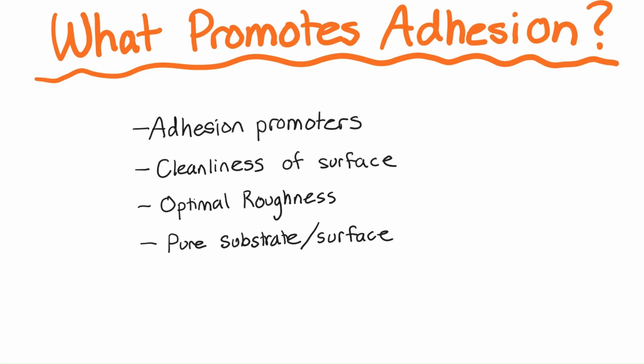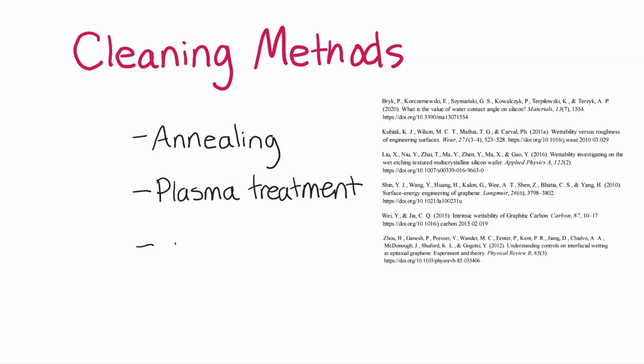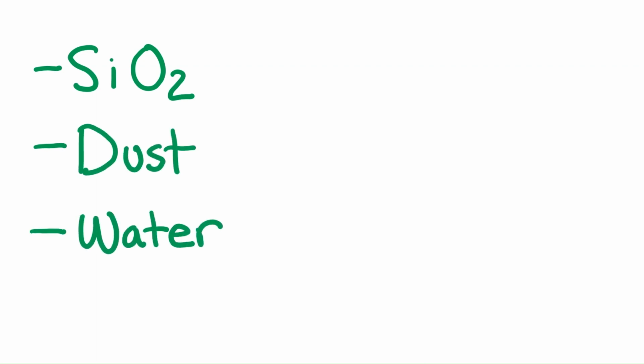Sometimes contamination can't be avoided because of certain processes in the manufacturing of a wafer. However, there are ways to clean a wafer. These 6 studies reference methods such as annealing, plasma treatment, as well as some less intense methods such as using alcohol and DI water. To reiterate, why do we need all these things to promote adhesion? Why can't the photoresist just stick to the wafer? Again, this is because of things like silicon dioxide that oxidizes on the wafer, or contaminants that are in the air such as dust and water.